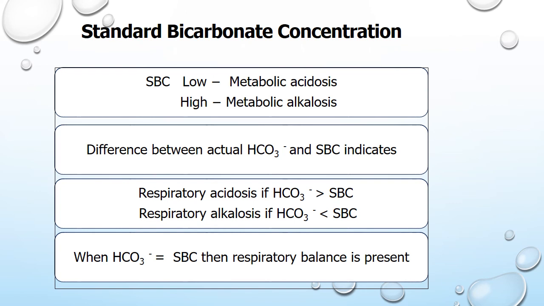Analyzing the standard bicarbonate, if the standard bicarbonate is low, then it is metabolic acidosis, and if it is high, it is metabolic alkalosis. Difference between actual bicarbonate and standard bicarbonate indicates respiratory acidosis if bicarbonate is more than the standard bicarbonate, and respiratory alkalosis if the bicarbonate is less than the standard bicarbonate. When the bicarbonate is equal to the standard bicarbonate, then the respiratory balance is present.